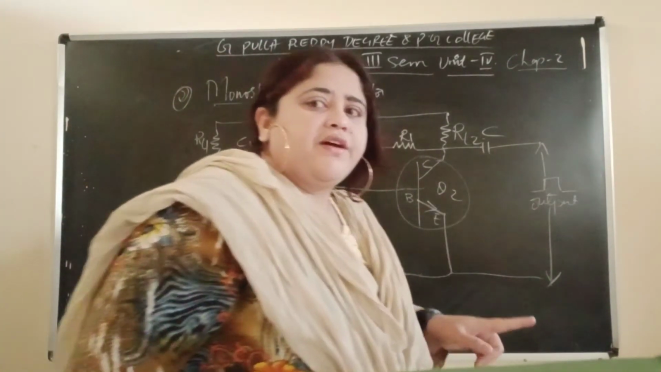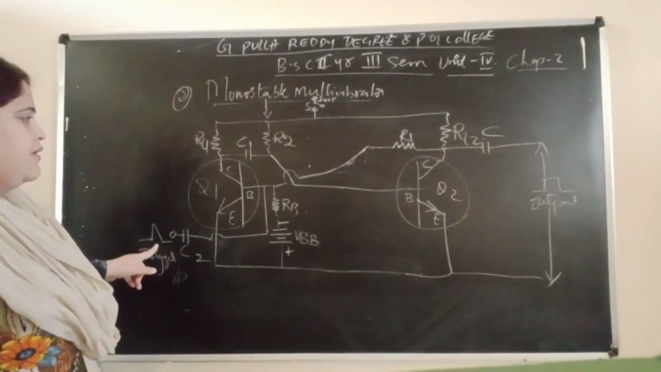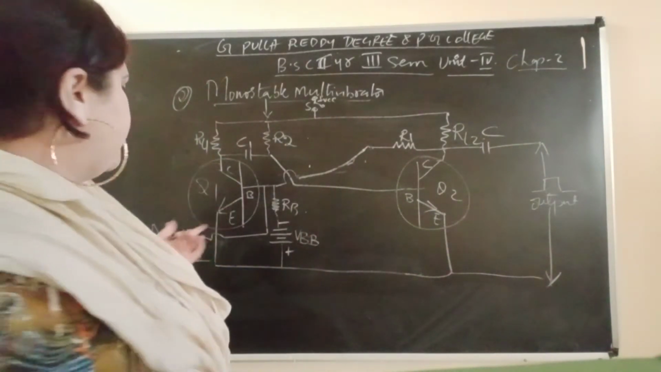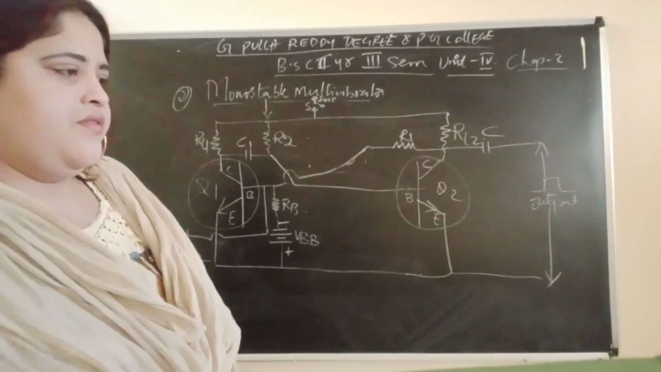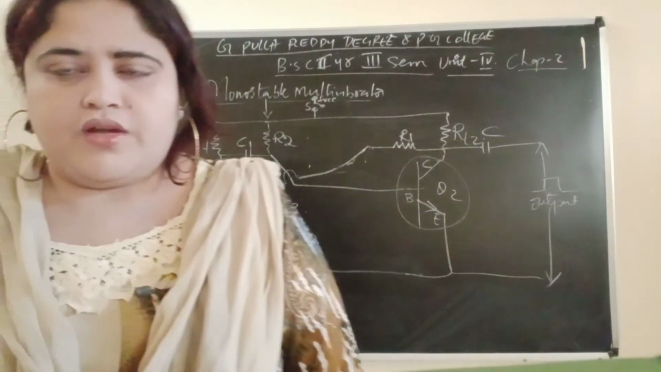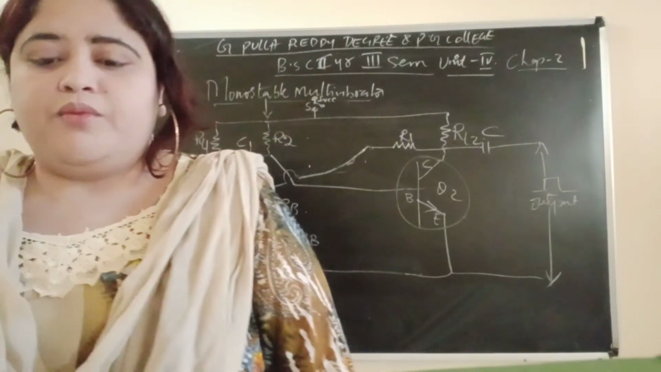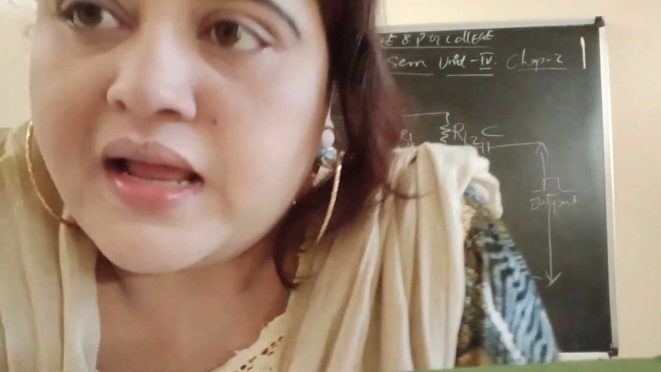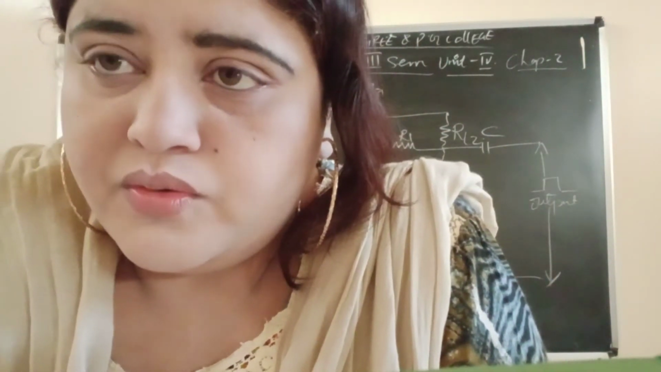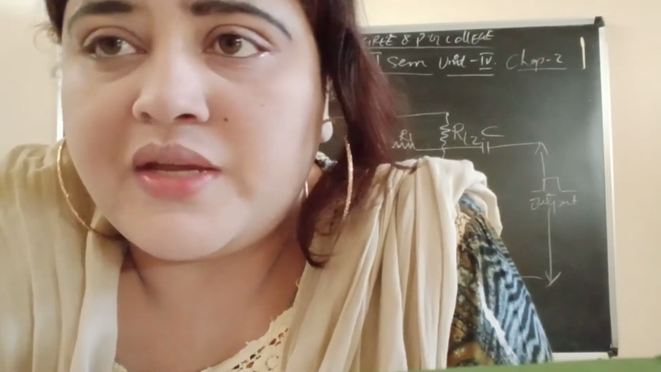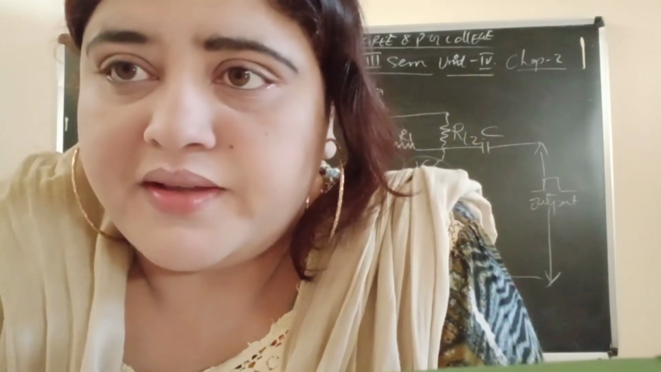If you are giving a positive trigger, you will get a negative pulse output. If you are giving a negative trigger, you will get the positive output. So in monostable, you don't need to calculate the frequency. Simply you can calculate the time period, the period of the waveform. No need of calculating the frequency in a monostable multivibrator.